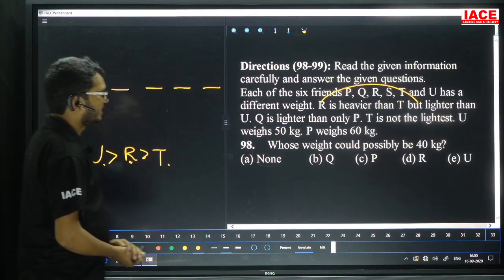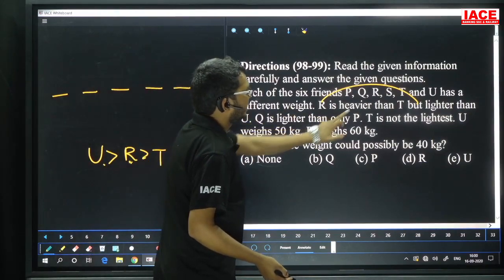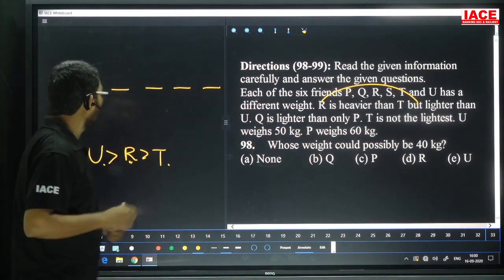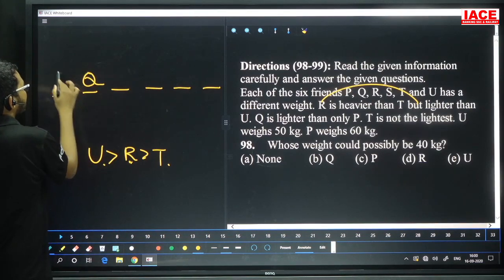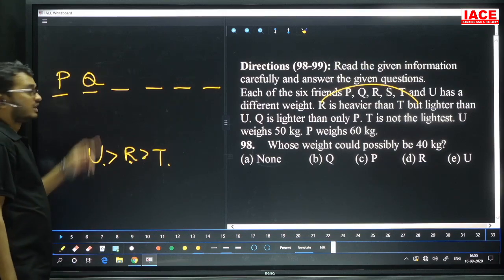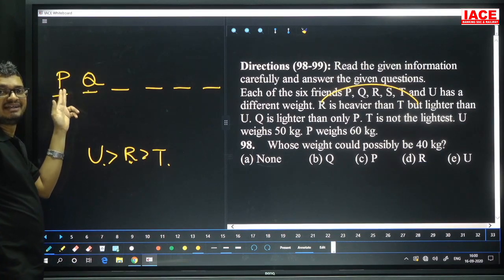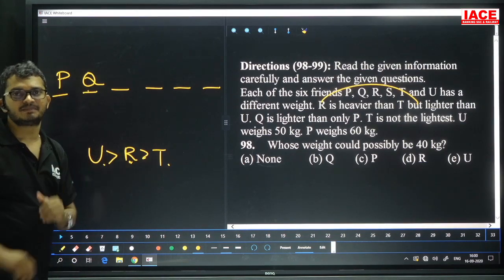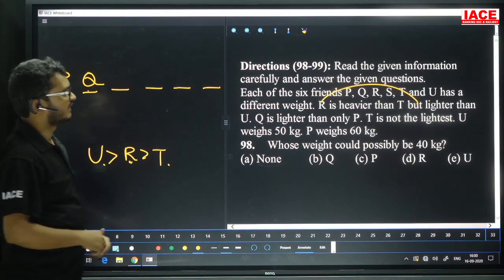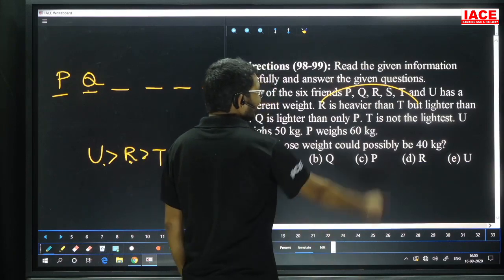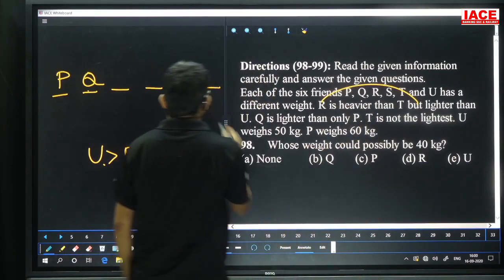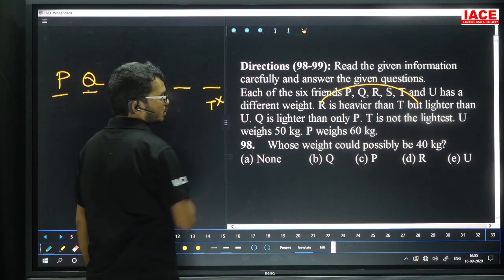Leave it. Next one. Q is lighter than only P. That means here P is the heaviest. Next one: T is not the lightest. That means T cannot be the lightest, no chance.